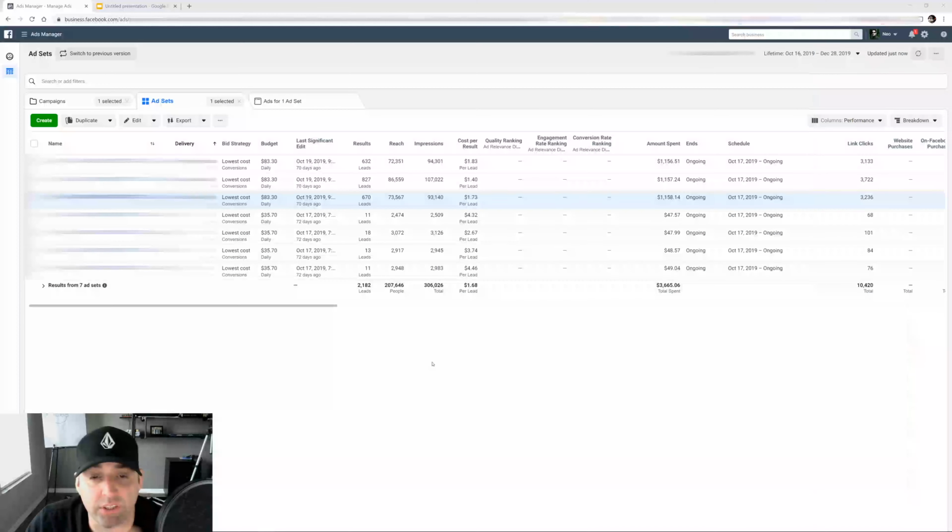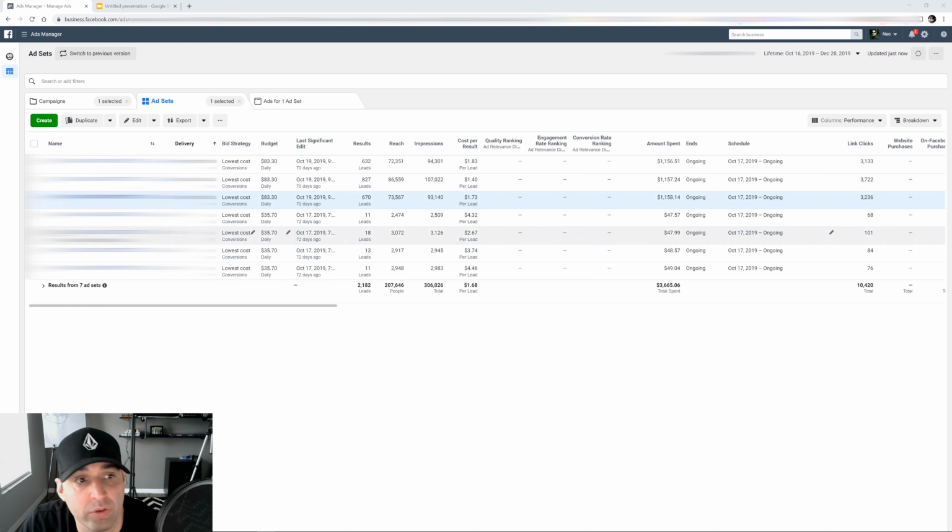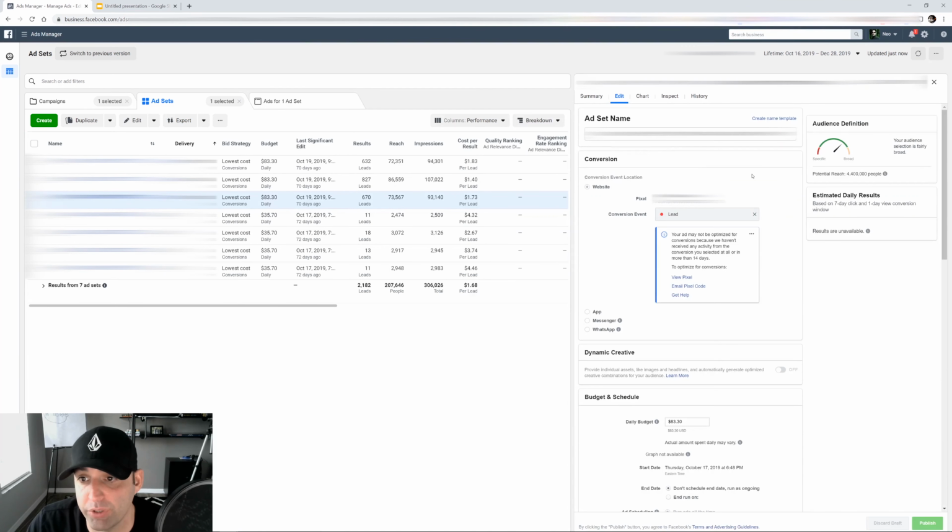So the first thing you're going to do is log in to your Ads Manager, and go ahead and create a campaign if you don't have one yet, or you can edit one of the ones you have. I don't recommend doing that, but I'm just going to show you here one of my ad sets so I can show you where you go.